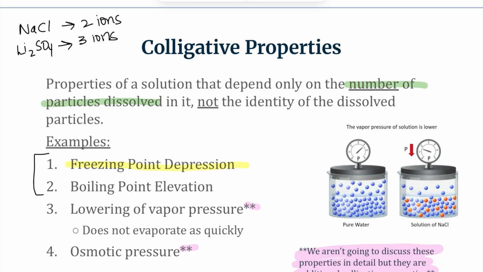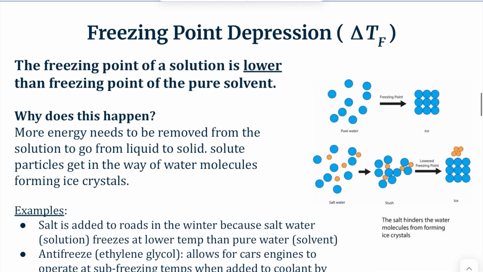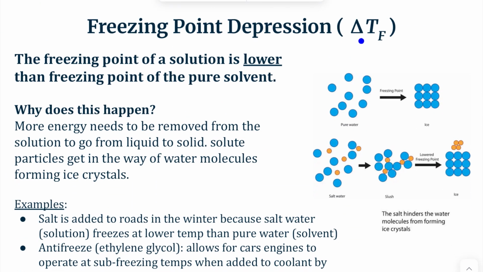Freezing point is the temperature at which something freezes. Depression means something is going to go down. So for freezing point depression, we see this in our formula, delta T sub F, where the F is for freezing point. We are talking about the temperature of the freezing point going down. This says that the freezing point of a solution is lower than the freezing point of the pure solvent.